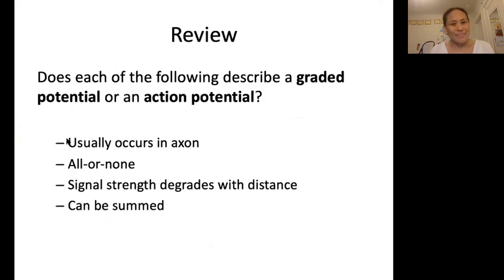All right, so that basically covers the differences between graded potentials and action potentials. Let's review. Does each of the following describe a graded potential or an action potential? One, usually occurs in the axon; two, all or none; three, signal strength degrades with distance; and finally, can be summed. So why don't you go ahead, hit pause and answer those questions.